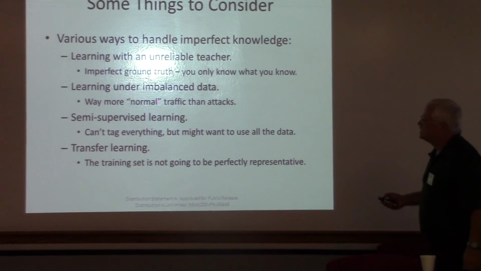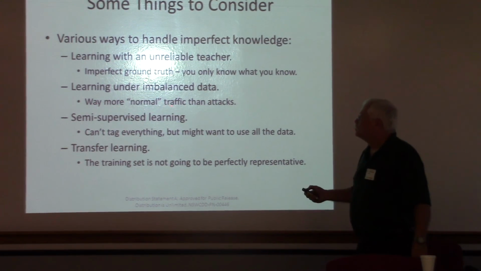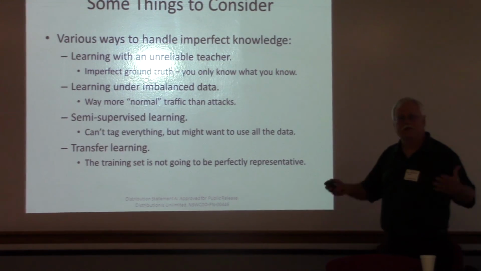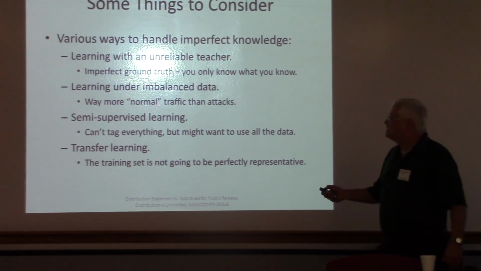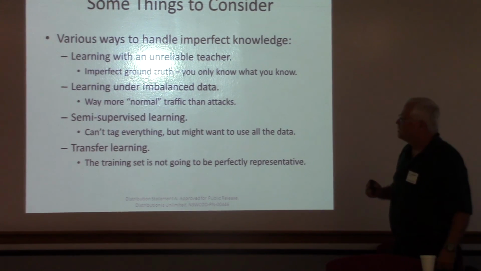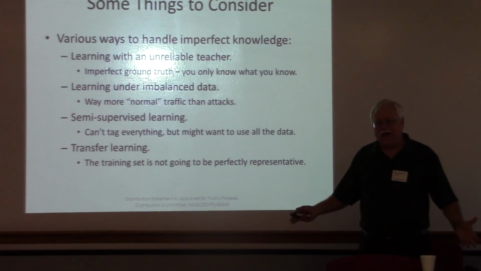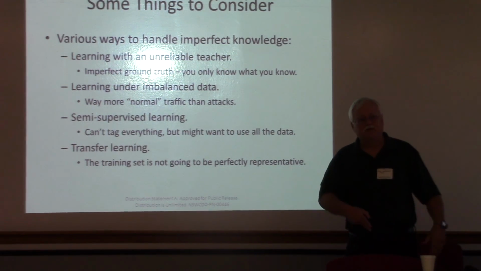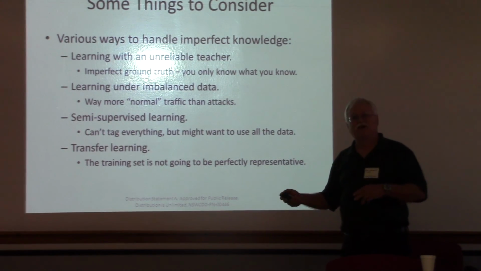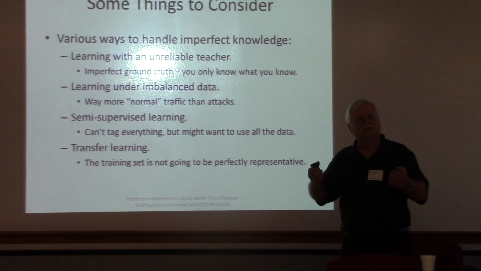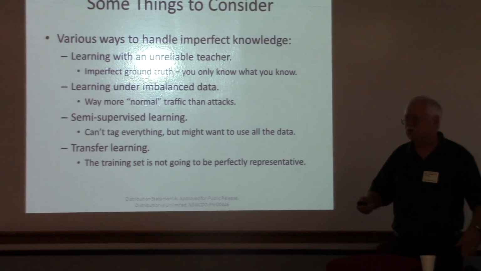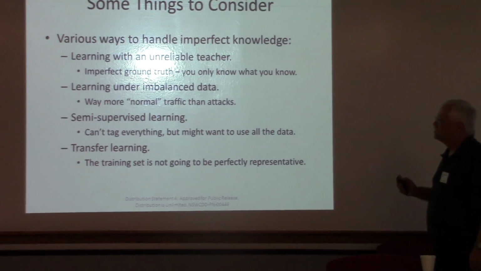Learning under imbalanced data, in our situation, there's way more normal traffic or good traffic than there is bad traffic. And so there's this imbalance, and you need to take that into account when you're doing this. There's also semi-supervised learning, where you can't tag everything. There's all this stuff that you don't really know whether it's good or bad, but you'd like to be able to use that stuff when you're building your classifier. You use the stuff that's tagged, but this stuff can also give you some information. So semi-supervised is something to look at.